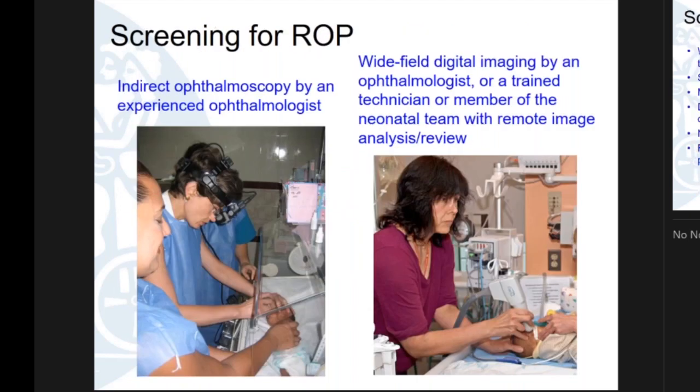Screening for ROP, there are two ways that this can be done. The gold standard traditional way is by indirect ophthalmoscopy by an experienced ophthalmologist. And here you see Andrea Zin in Brazil examining a preterm baby in a unit. And note she has a neonatal nurse with her to make sure that the baby is stable and not becoming distressed. The other way to screen is using wide field digital imaging, which can either be done by an ophthalmologist or a trained technician or a member of the neonatal team, as long as there's backup for an ROP expert to review and check the images.